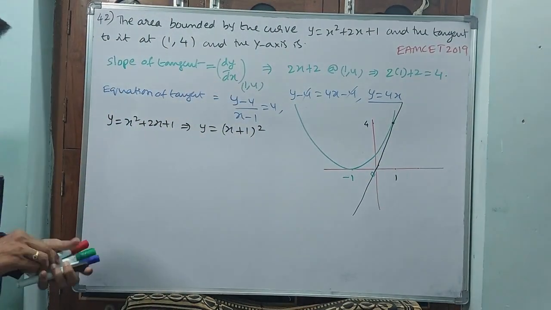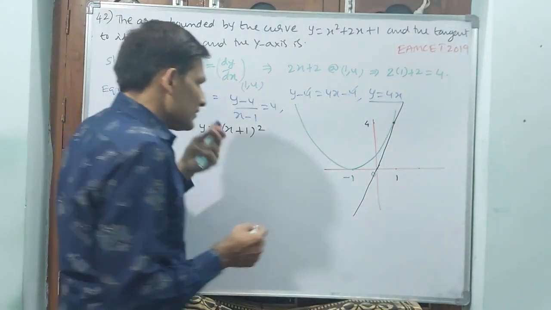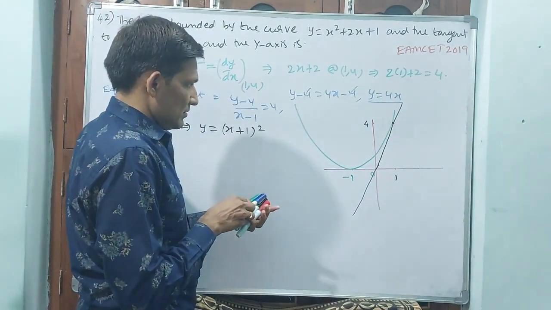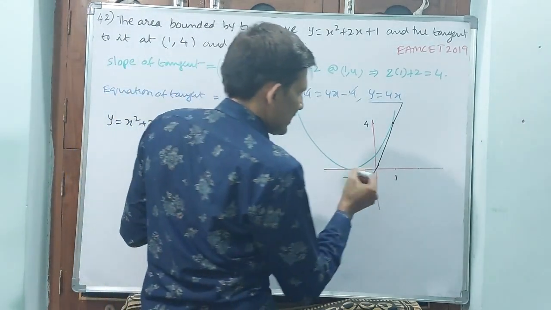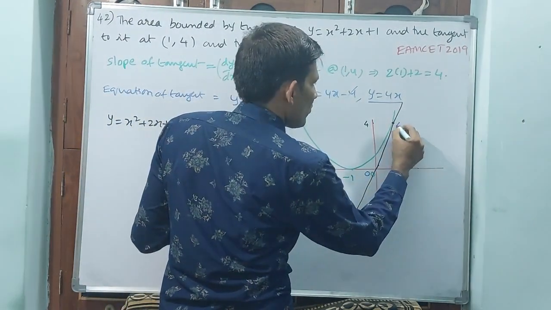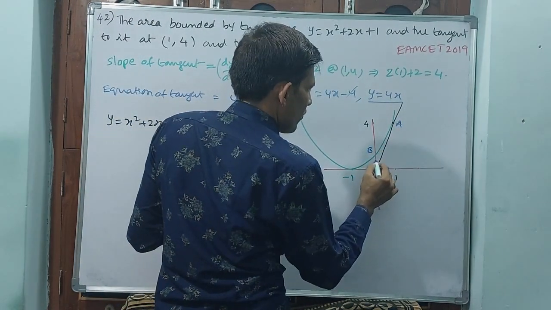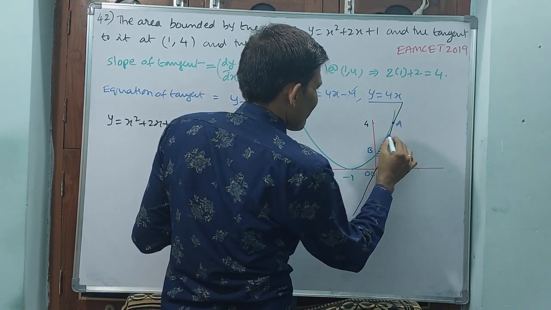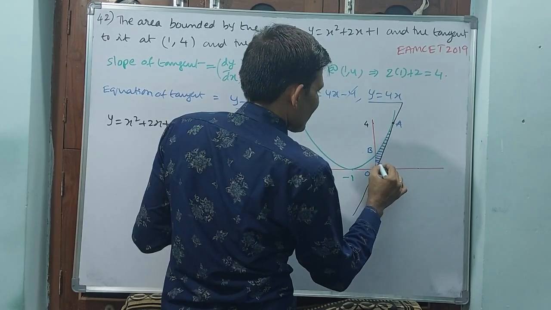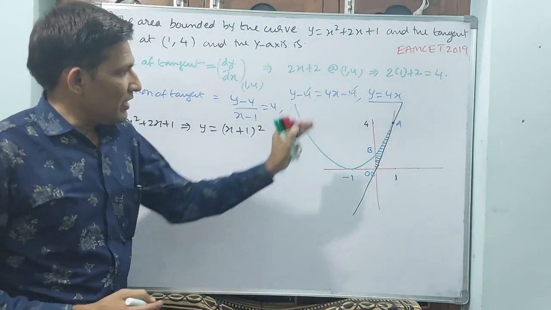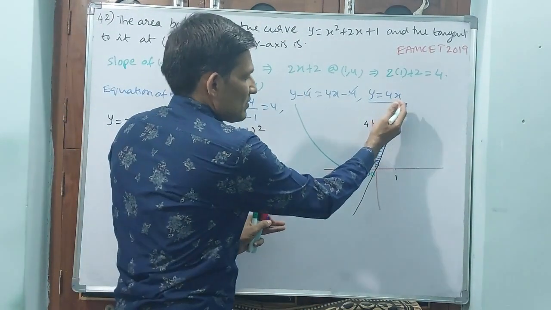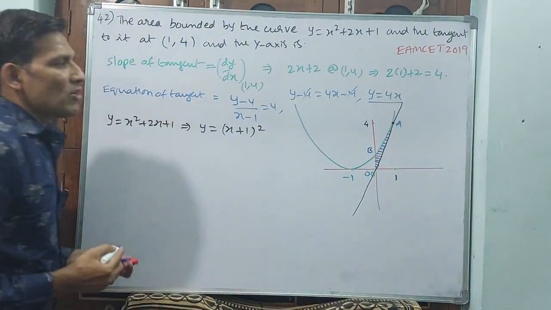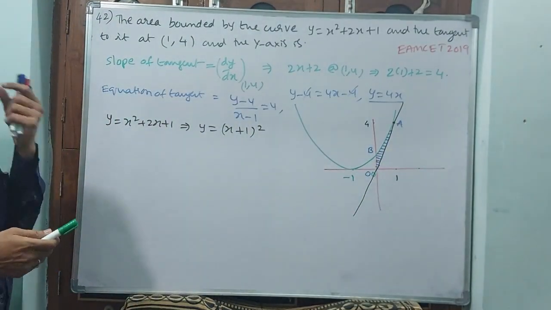Is it okay? Now you tell me what will be the area? This is the area. Observe carefully. This is the area. That means O, A, B, O. This is the area you require. Why? Because y-axis, curve, tangent. In between, the area you have to find. Okay, how are you going to find that limit?